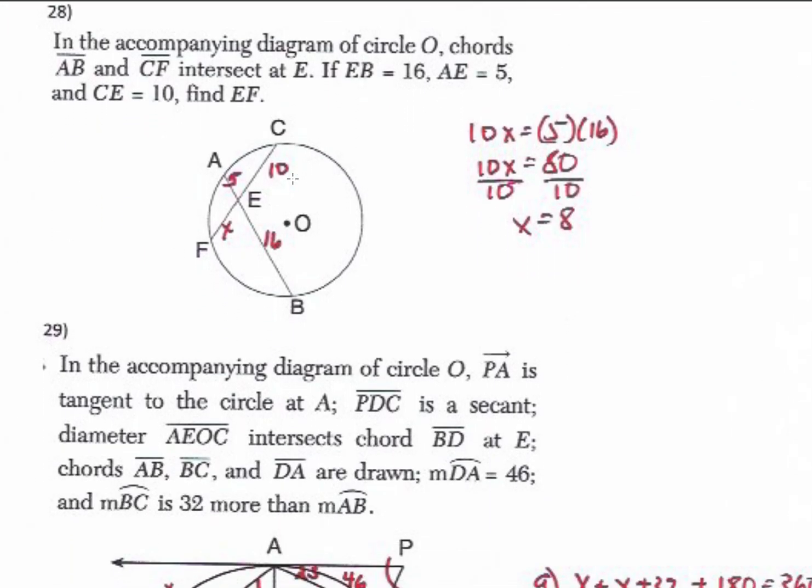Okay, next one up, number 28. We did one like this in the previous video, so I'll spare the derivation of the thoughts, but basically CE times EF is going to equal AE times EB, or this times this equals this times this. So 10 times x, the two parts of that chord, will equal 5 times 16, the two parts of the other chord. So 5 times 16 is 80, so 10x is equal to 80, divided by 10, x is 8.